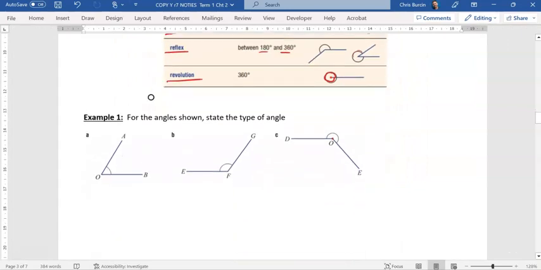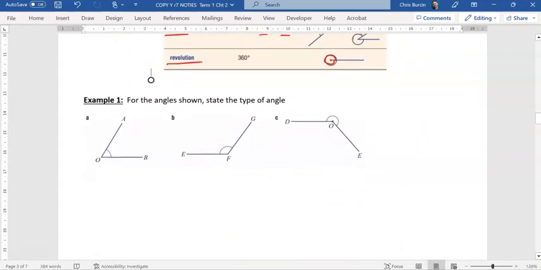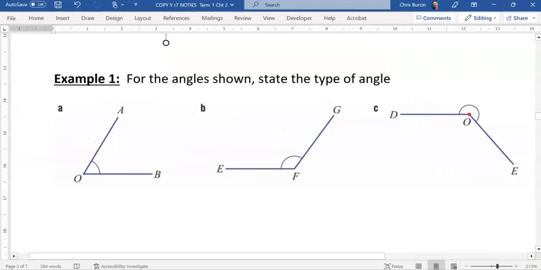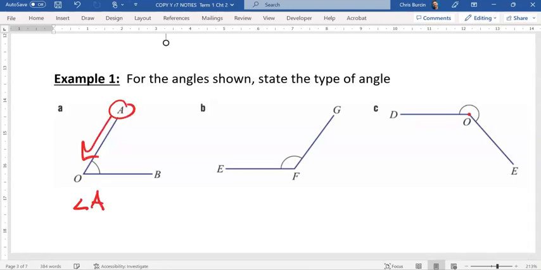You got this? This is all review. So for the angle shown, state the type of angle. For A, what's the name of the angle for A? Is it ABO? I put the angle sign. I'll start at A, then go to the vertex, O, and then go to another point. So the vertex is still in the middle. What's another way I could name that? I could do the opposite and call it angle BOA, which is like a boa constrictor. But we don't care about that. We care about the type of angle.